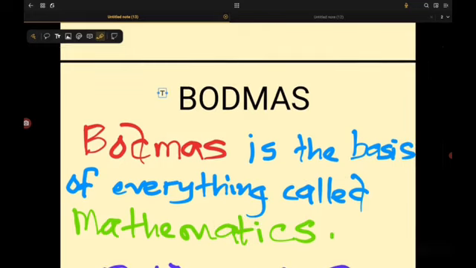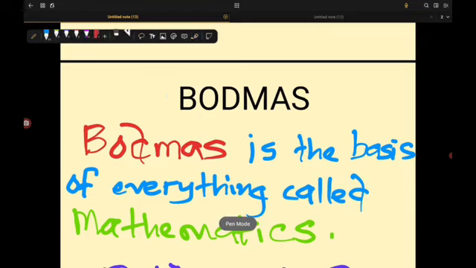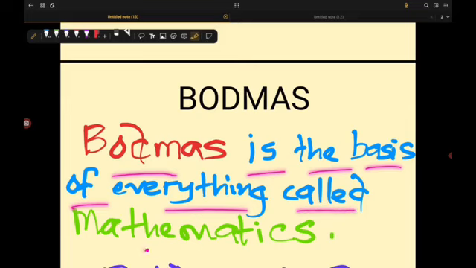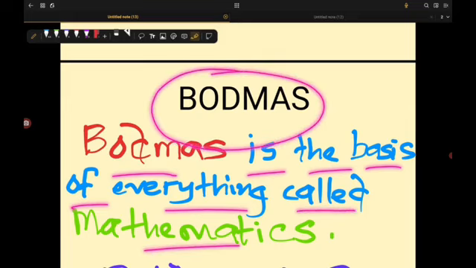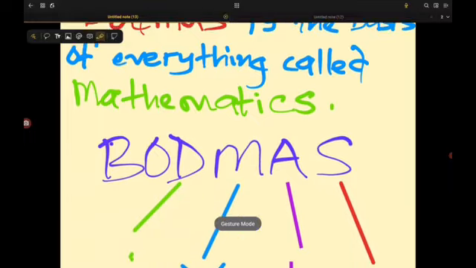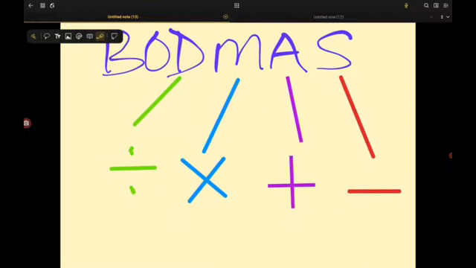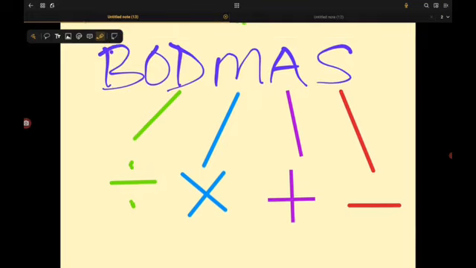So BODMAS, this is BODMAS on my screen. BODMAS is the basis of everything called mathematics. Let me start my lecture by telling you that for free. For you to do well in mathematics, you need to understand very well what BODMAS is. I'm sure most of us will still remember the way we were taught in school, and the people who are still in school probably have done it and will remember.